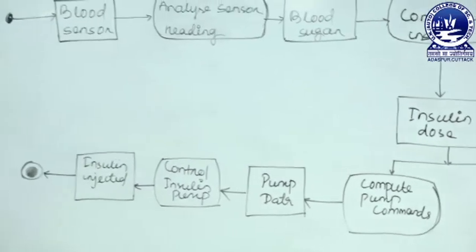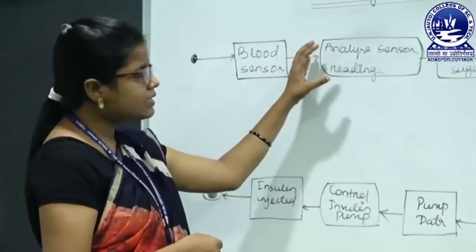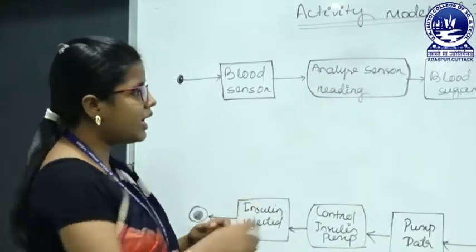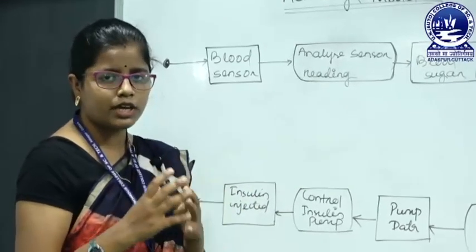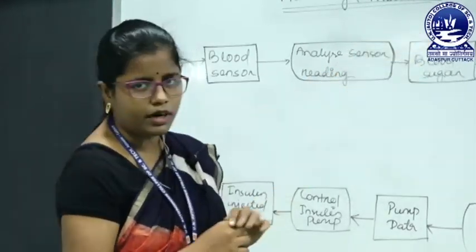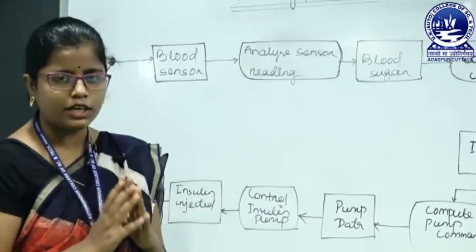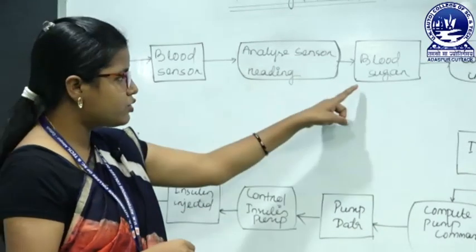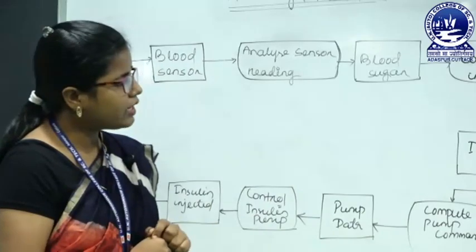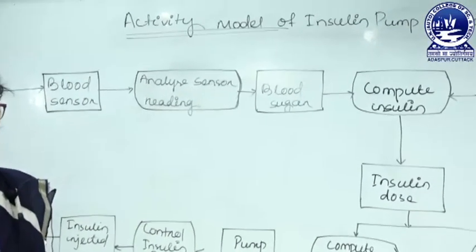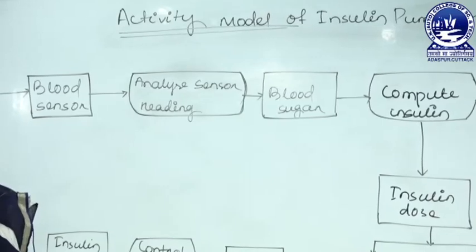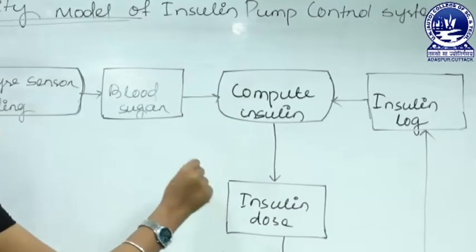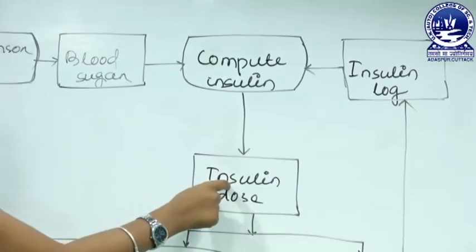Then it will analyze the sensor reading, and after that it will get the blood sugar level of the patient. In the third part, the accurate blood sugar level will be stored here. Next, based on that blood sugar level, the system will compute the insulin, that is, how much insulin dose the patient needs to be injected. After the computation of insulin, the correct amount of insulin dose will be stored here.